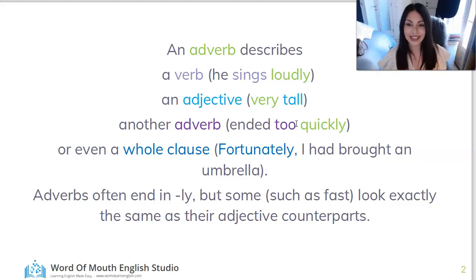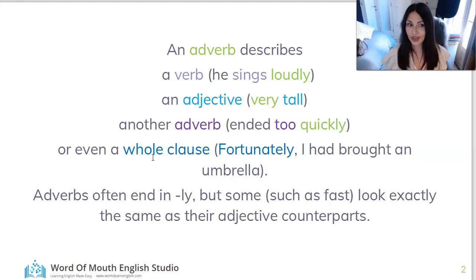Fortunately is another adverb that describes a whole clause, and this type of classification of adverb can be used either at the beginning, in the middle, and sometimes even towards the end of a sentence or clause. Not in all cases, but there are special types of classification for that.